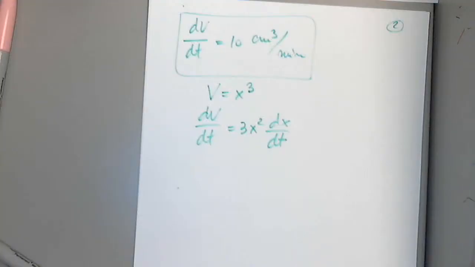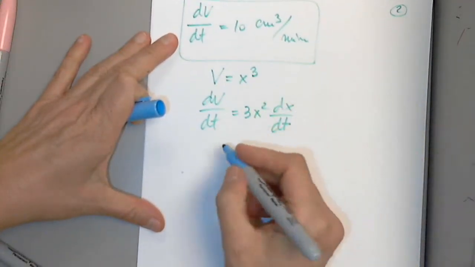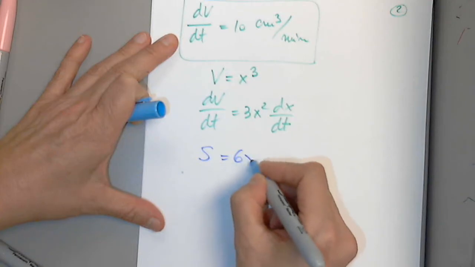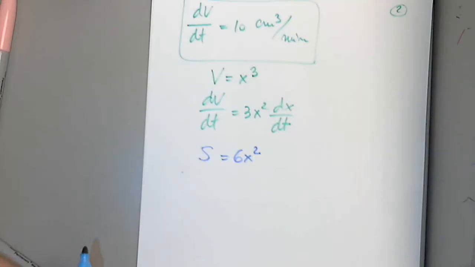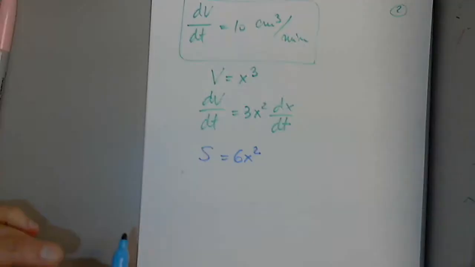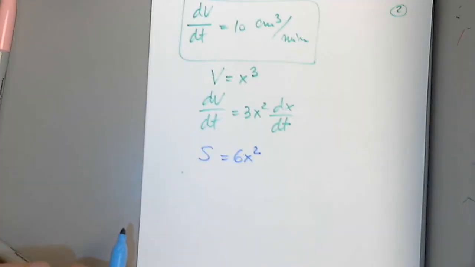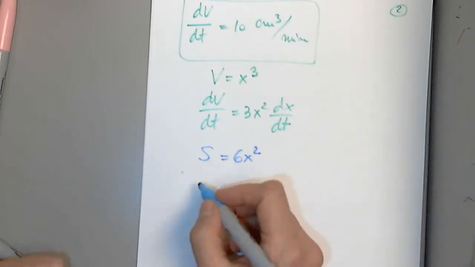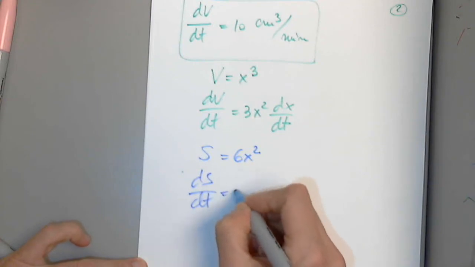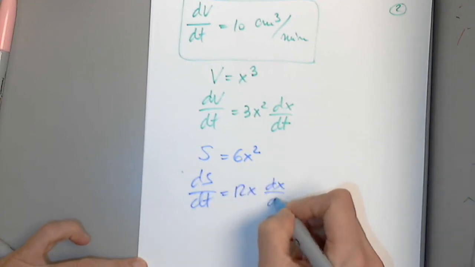We all agree with this, right? Okay, so now my focus is the surface area, which is 6x squared. Would you agree? Imagine a die, right? It has 6 faces. So then 6 times x squared, that's the surface area. Agreed? Okay, so then dS over dt will be 12x dx over dt.